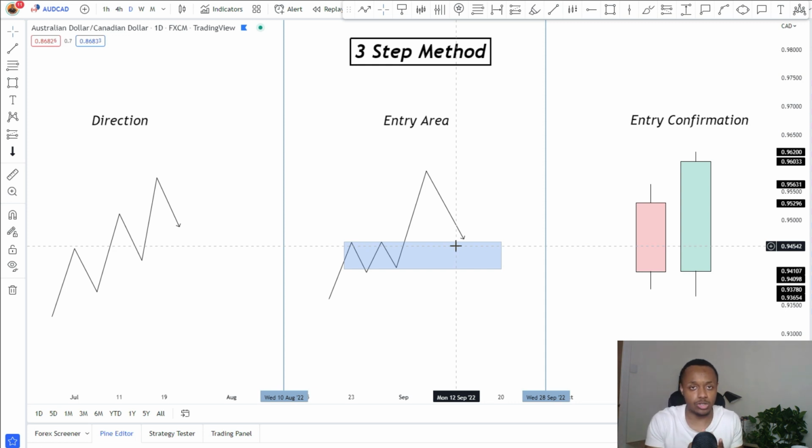Although the risk to reward won't be as good, because on the hourly time frame you can get closer to your entry level and a tighter stop loss, it doesn't overcomplicate things, and you can just use 2 time frames, 1 for direction and 1 for entry area, entry level, and entry confirmation. So hopefully that made sense. I will show you a live example on AUDCAD, where we put these steps together. But yeah, guys, let's get straight into it.